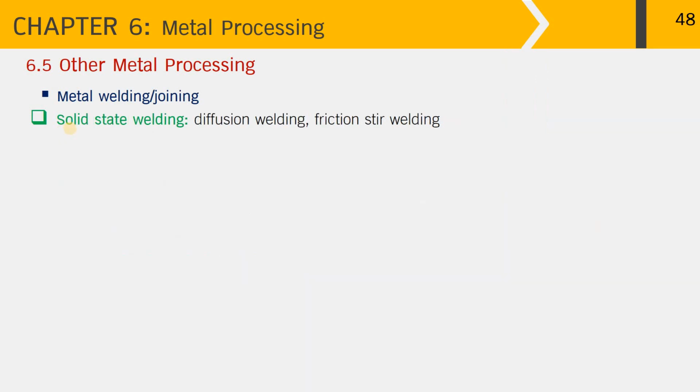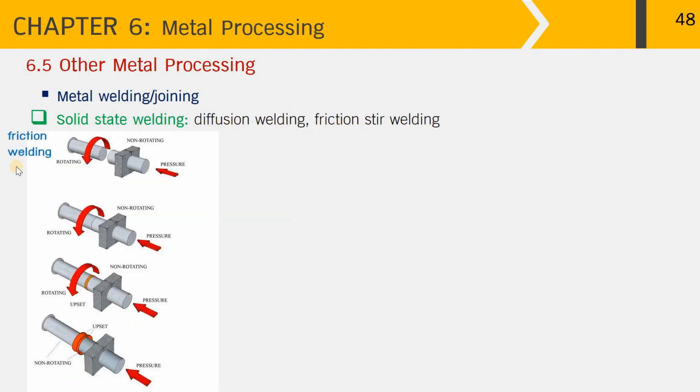Another type of metal welding is the solid state welding that consists of diffusion welding and friction welding. First, the friction welding: we can apply the frictional force to obtain high heat that can melt two metal pieces together. If you first notice the picture on the top here, we have two cylindrical rod shapes, one that is fixed as the non-rotating part, another that is rotating according to the arrow, and by applying the pressure, the friction occurs on the interface between the non-rotating and the rotating part.